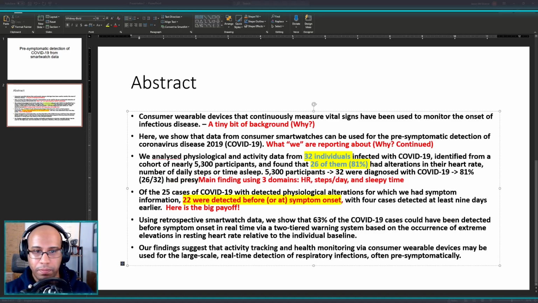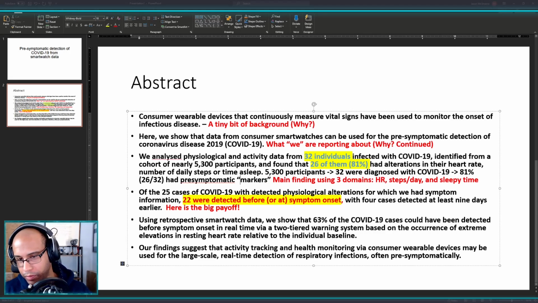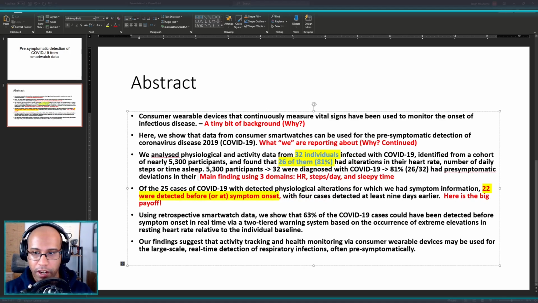Had pre-symptomatic, let's just call them markers. Wait, no, that's not good. I don't like that. Let's be precise. So deviations in their heart rate, steps per day, and sleep time. Okay. So my words are in red.